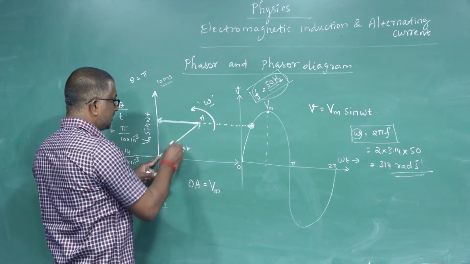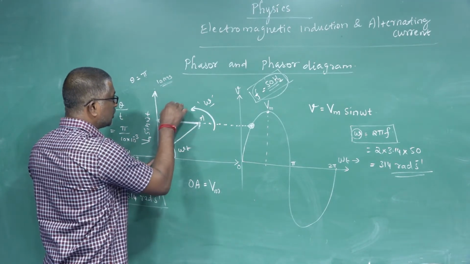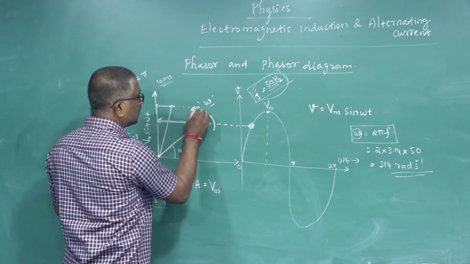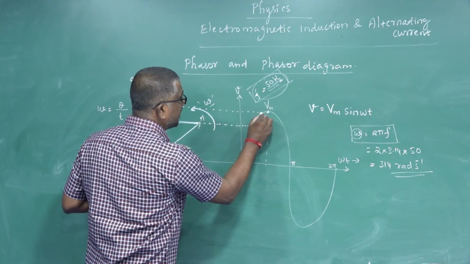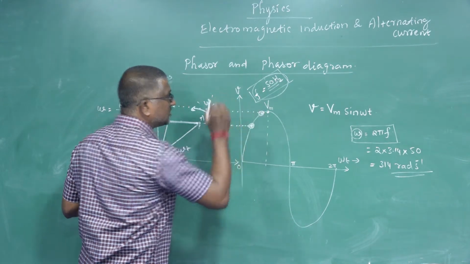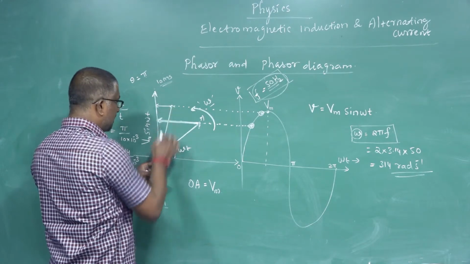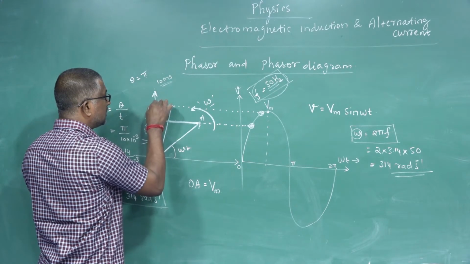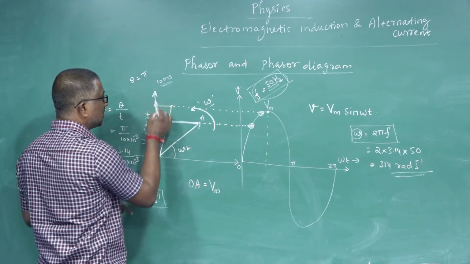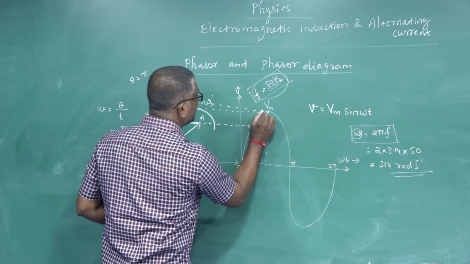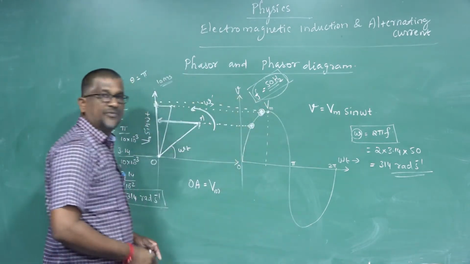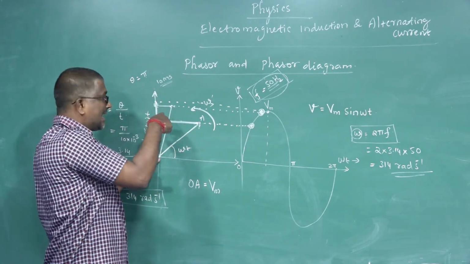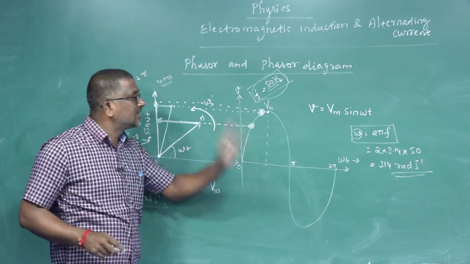Suppose the phasor comes in this position, then the projection becomes here. Now, at that instant, the magnitude of the alternating voltage is this value, right? Suppose the phasor comes in this position, and it becomes the maximum value. So the projection of a phasor which is drawn on the vertical axis gives the voltage at a given instant.